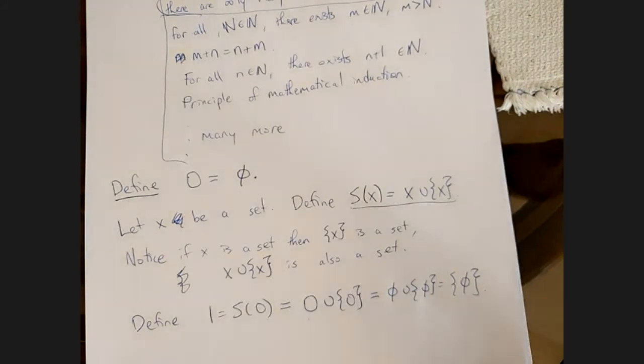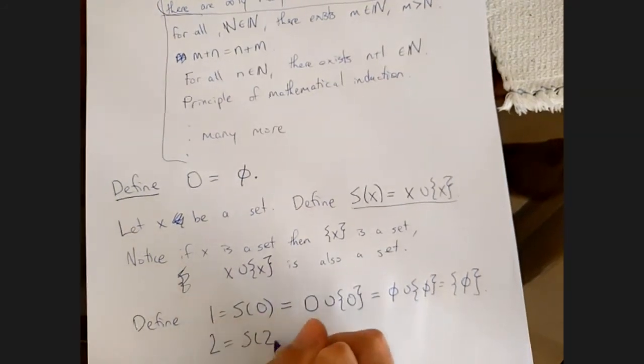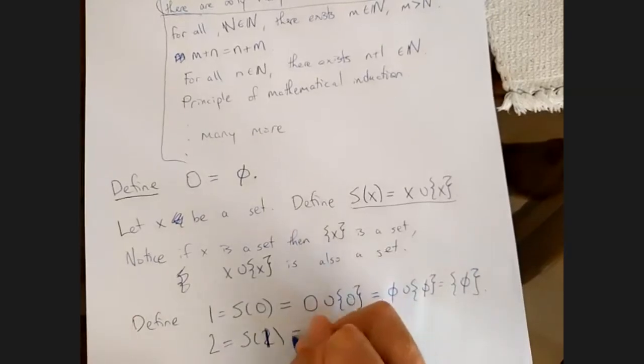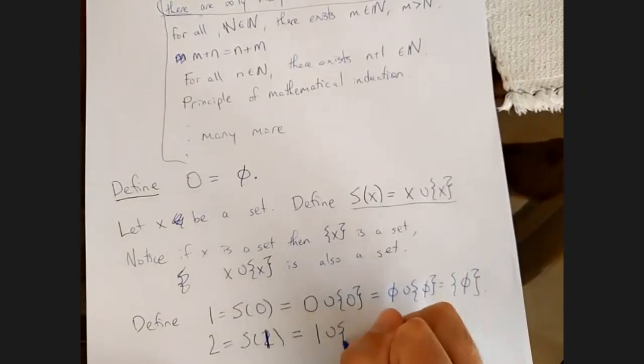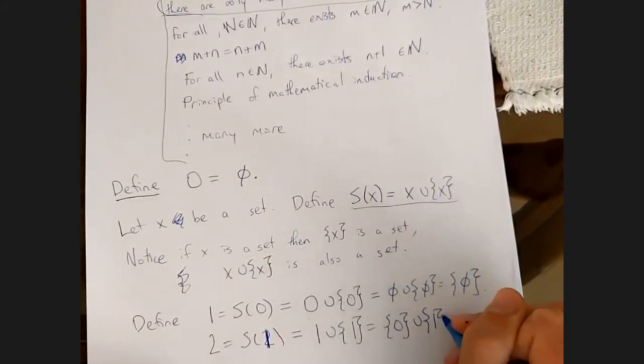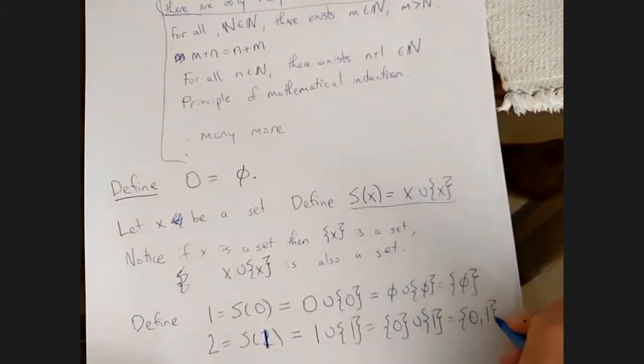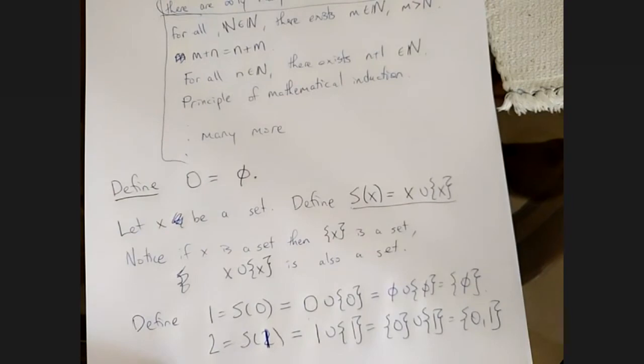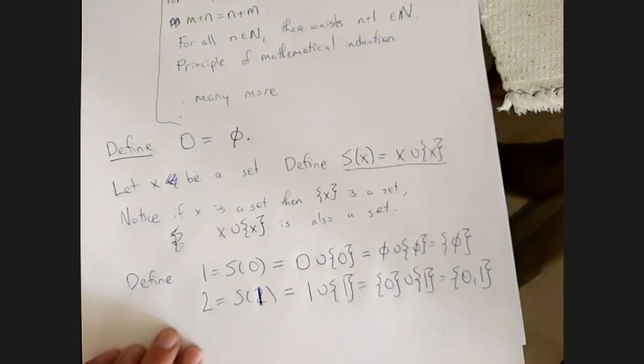And then we just keep on going. We take 1 and find the successor of 1, is just 2. Oops, successor of 1. So that's just 1 union the singleton containing 1. And now notice again, 2 is a set and 2 has 2 things in it. The 2 things in 2, well, those are just the natural numbers that come before 2.